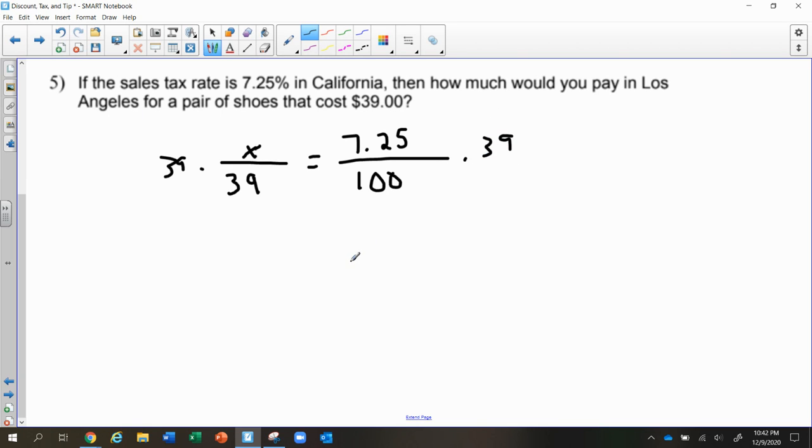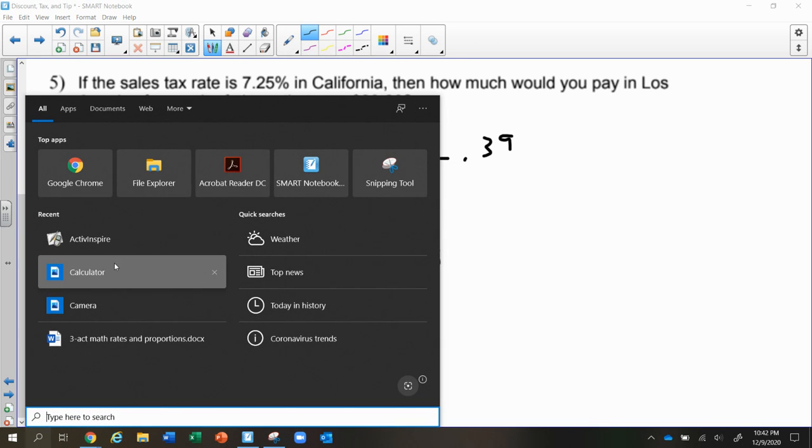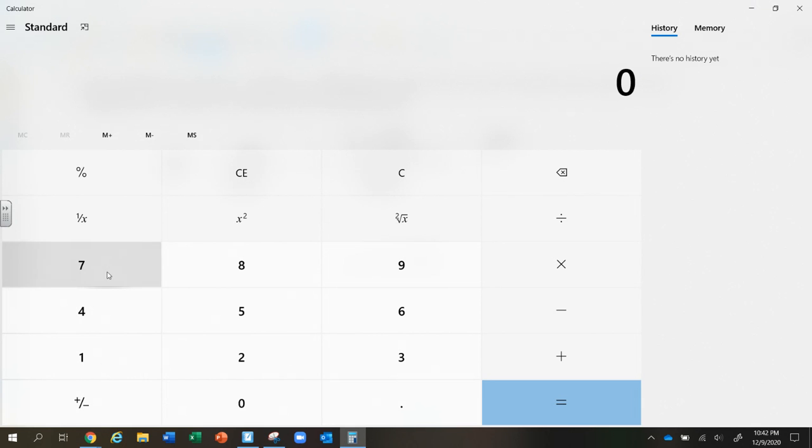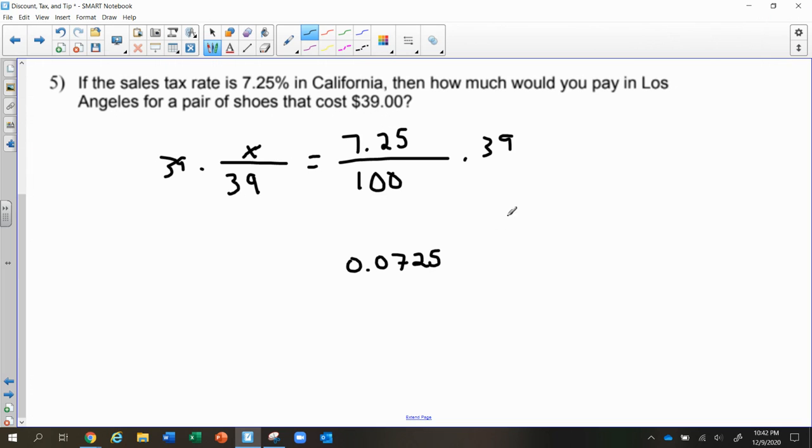And our decimal would be 0.0725. And if you get confused, just go back and use the calculator, because if you do 7.25 divided by 100, it'll give you exactly that. And then we're going to multiply that by 39.